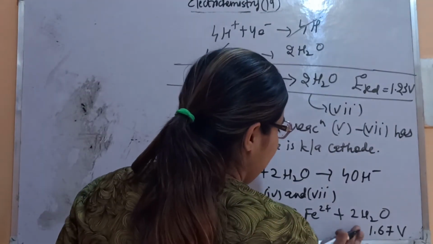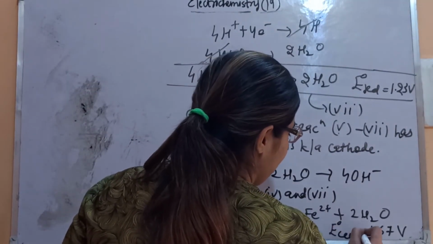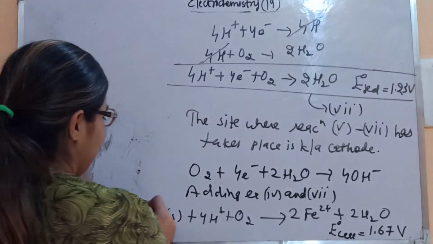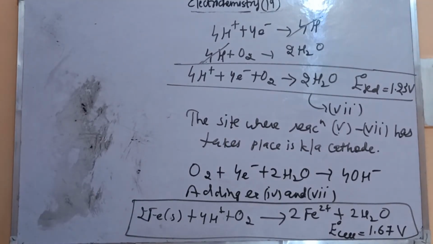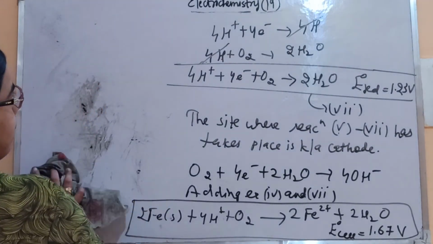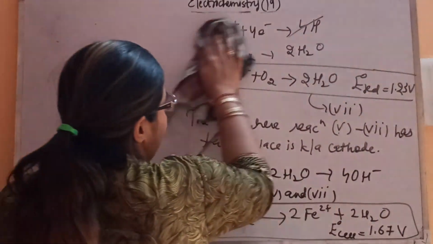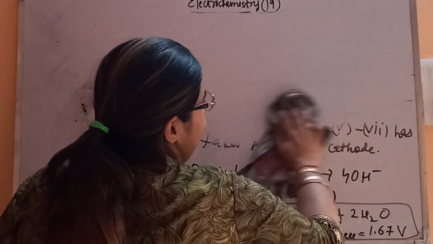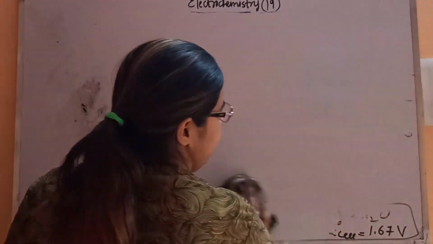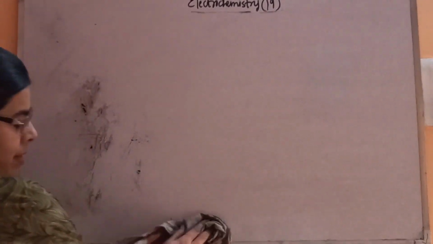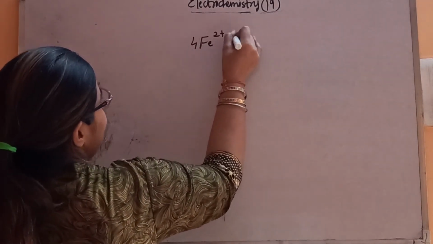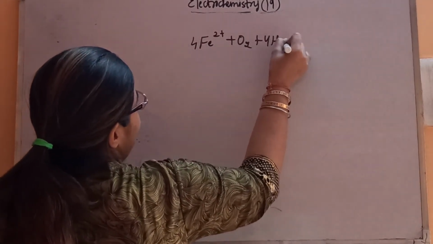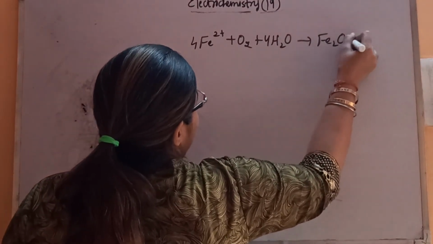This is E naught cell, the total reaction. This is the final reaction that is taking place, the overall reaction of rusting. Now, what will happen? The ferrous iron which we have got by the oxidation of the iron, these ferrous ions will get converted to its oxide by reacting with oxygen and form ferric oxide.